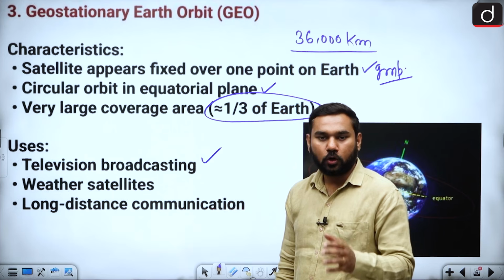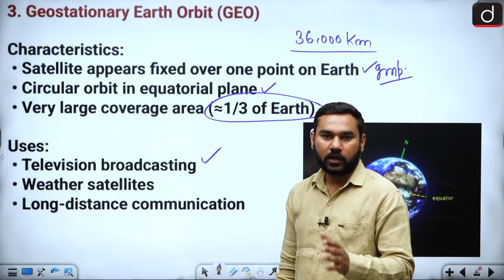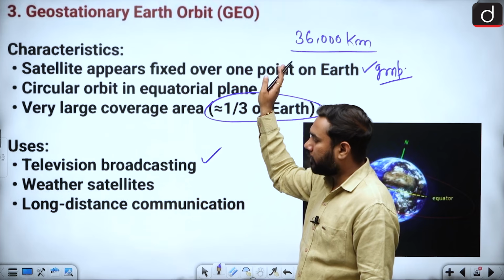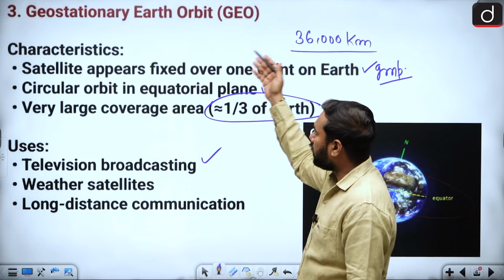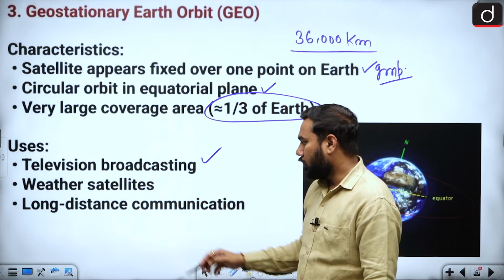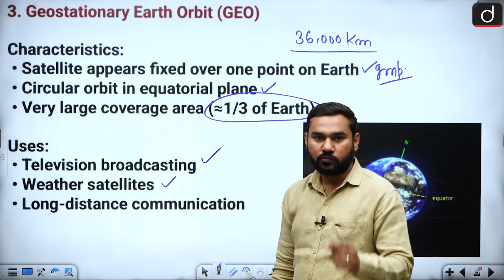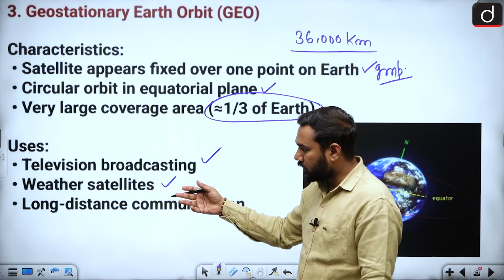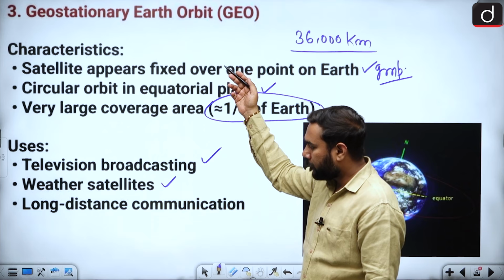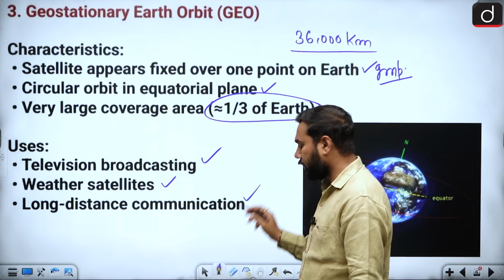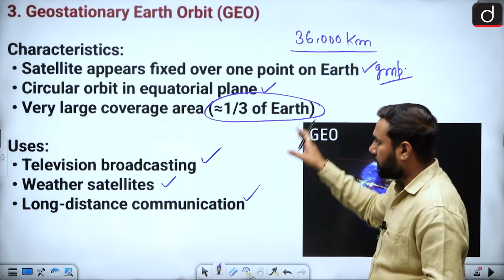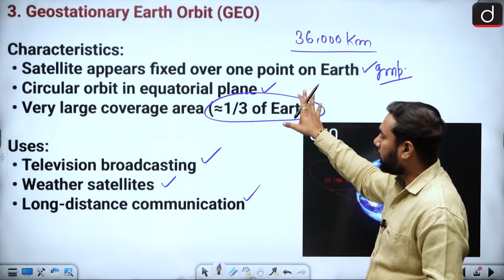We know that all the communication satellites we are using now are placed in the geo Earth orbit, or we can say geostationary Earth orbit. We also place weather satellites because we want to see only the weather of Indian conditions. So we place the satellite over this side, and long distance communication is there. So this is a very long distance, we know it. So this is the maximally used area of Earth.